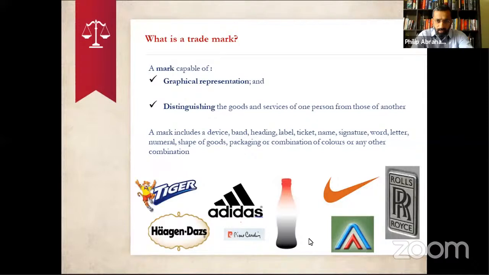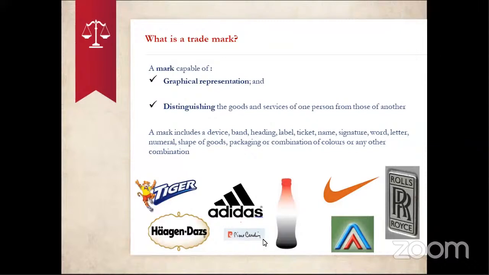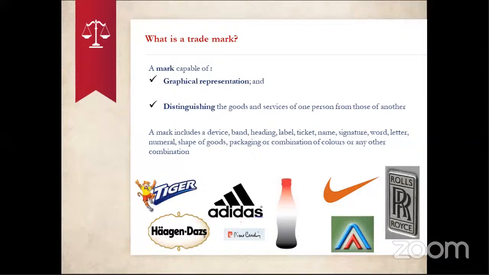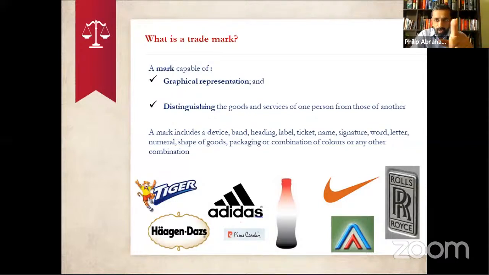Which company does this belong to? When you see this bottle, what comes to mind? Reply from a participant: Coca-Cola. Perfect. So you looked at the shape of the bottle and you said that this is Coca-Cola. So if another person were to manufacture and sell a soda product in a bottle of this shape, you would assume that it comes from Coca-Cola. That is what is meant by distinguishing the goods and services of one person from those of others.